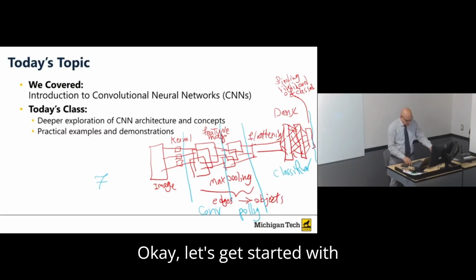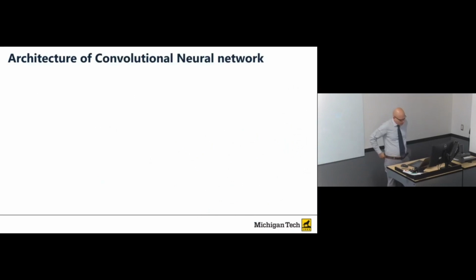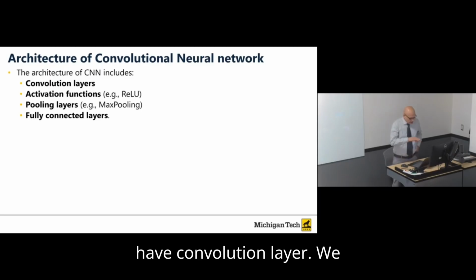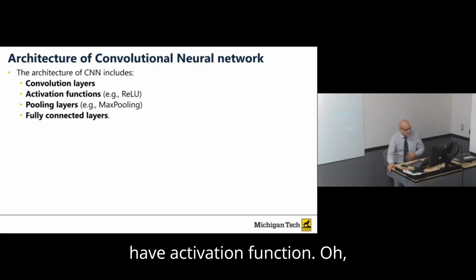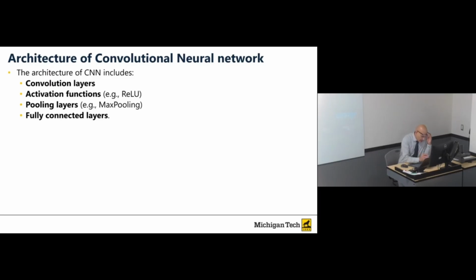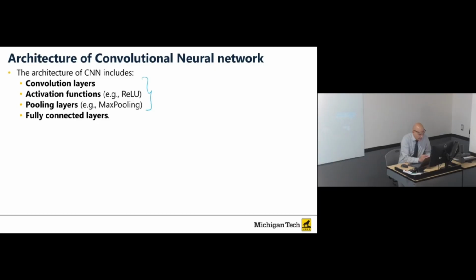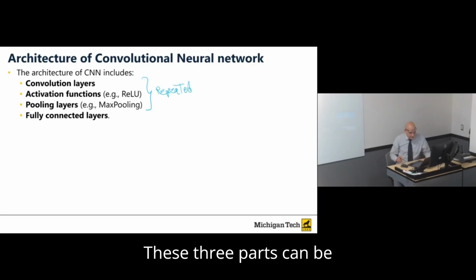Okay, let's get started with this architecture. As I explained, we have a convolution layer, we have an activation function. Oh, I forgot to mention that part. Activation is another part, adding nonlinearity, and pooling. These three parts can repeat many times.